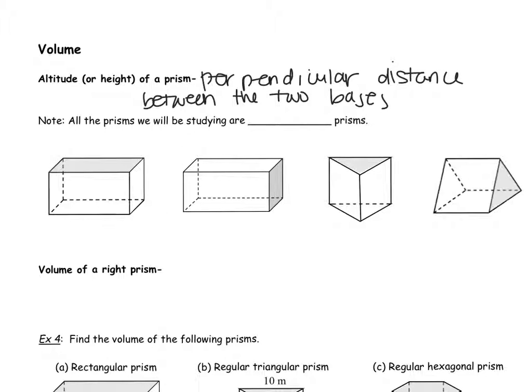And for our purposes, all the prisms we're going to be studying are right prisms, which means that the height is always going to go straight up and down. All of our faces are going to be rectangles, so that the heights we have are all perpendicular. So in this case, all of these angles formed are going to be right angles no matter how we lay our prism.